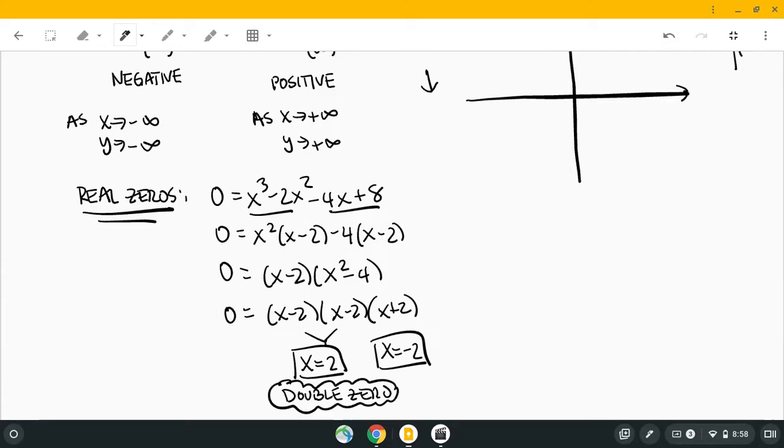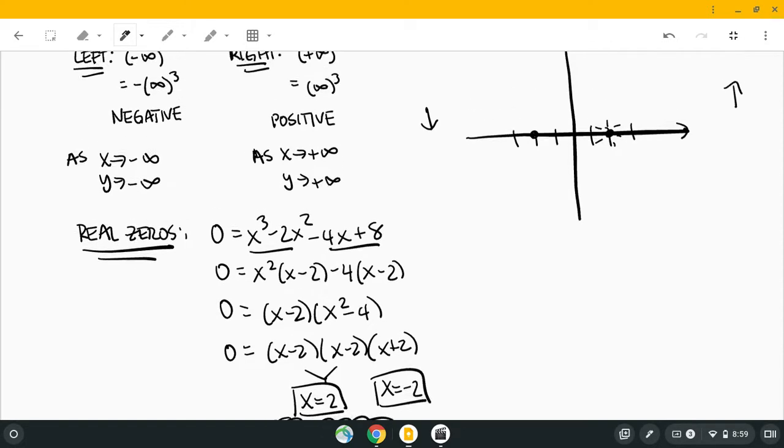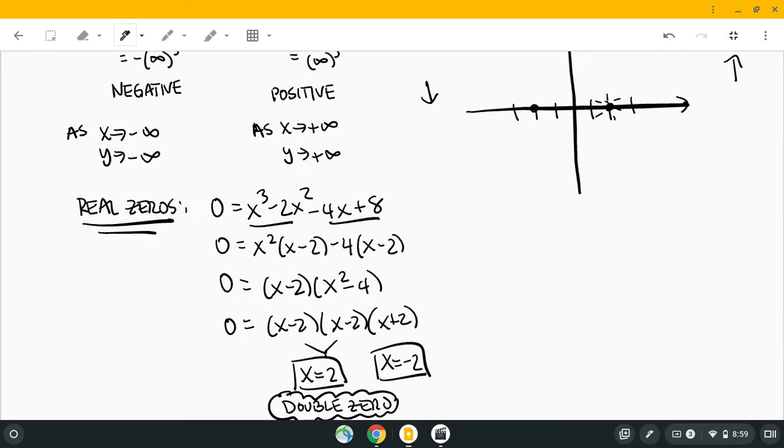So x equals 2 is a double zero. Give it some sparkle. x equals negative 2, giving it some sparkle too. That's just something I do, so don't be looking for the sparkle function on WebAssign. I'm just giving my double zeros some sparkle.